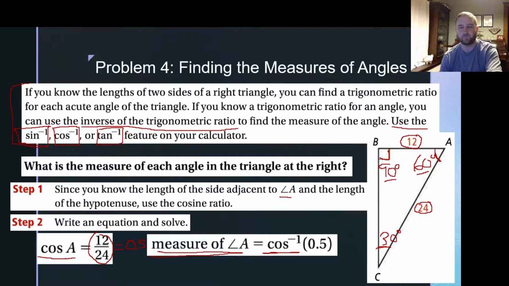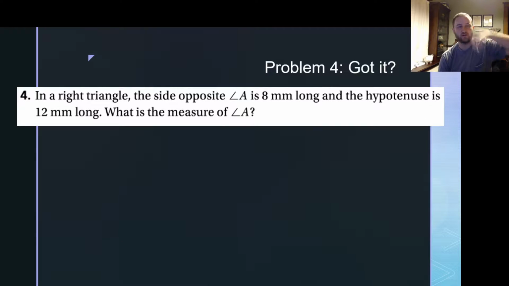Okay? All right, so what I want you to do is go ahead and find, it says in a right triangle, the side opposite of angle A is 8 millimeters long. The hypotenuse is 12 meters long. What's the measure of angle A? Go ahead and pause the video and see if you can find this on your own.